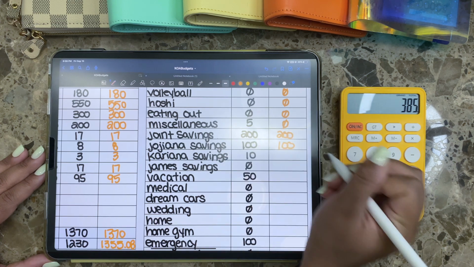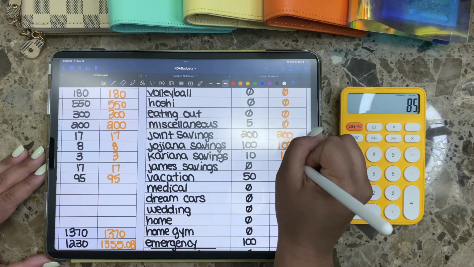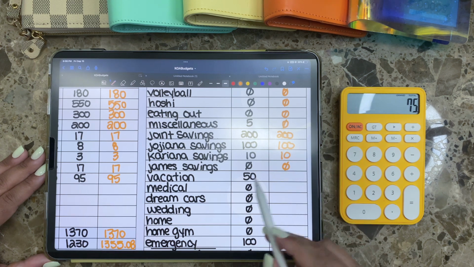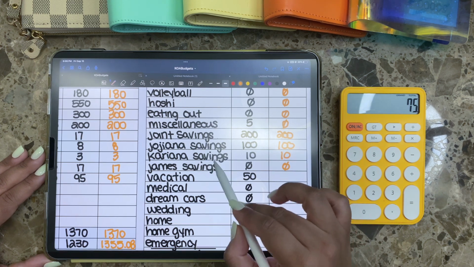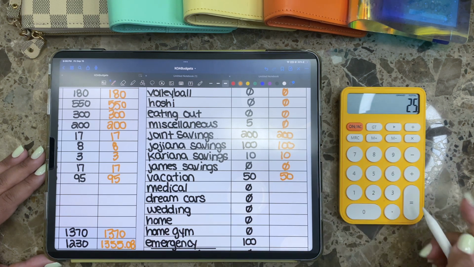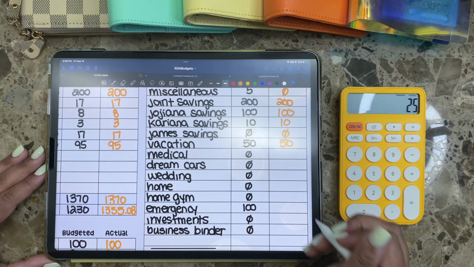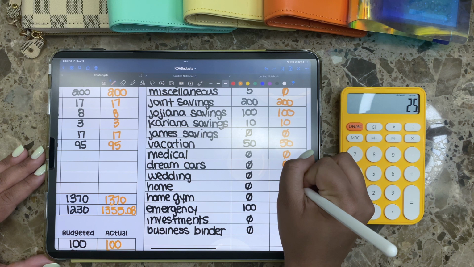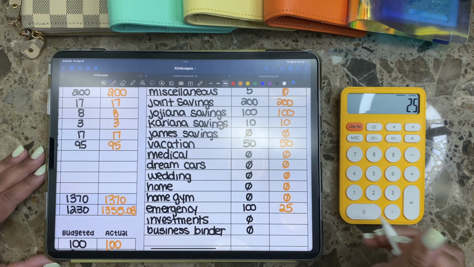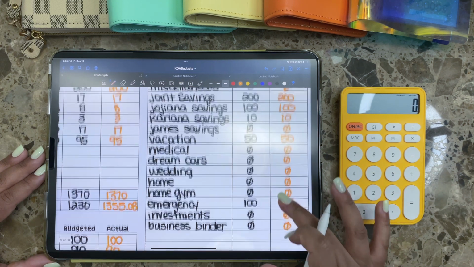Georgiana savings will get its 100. I will get my $10. And my husband's savings gets 0. Both of our savings comes from our allowance. Vacation will get 50. Medical, dream cars, wedding, home, and home gym will all get 0s. And emergency will just get the remaining 25, while investments and my business binder get 0.